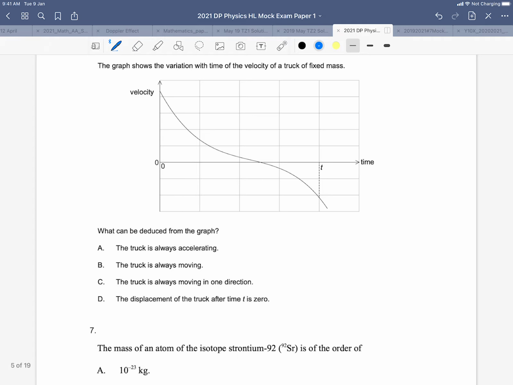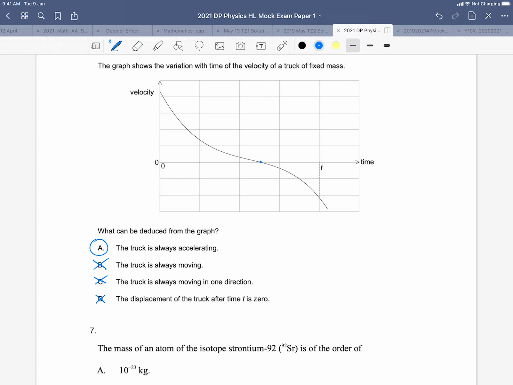Here we have the velocity that is changing with time in this way. It's a truck. What can be deduced from the graph? So I like this problem. This is one of the more recent ones. Well, we should definitely see that it is not always moving because it's zero, of course, at some point. It's also not moving in one direction because it has positive velocity and then later negative velocity. Displacement after time t can't be zero because we have a larger area on one half of the graph and then a slightly smaller negative area. So that's also not true.